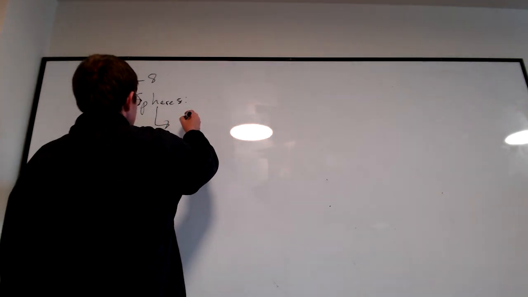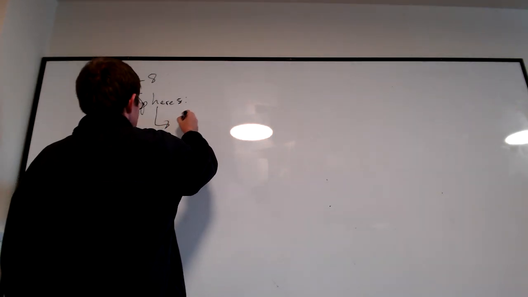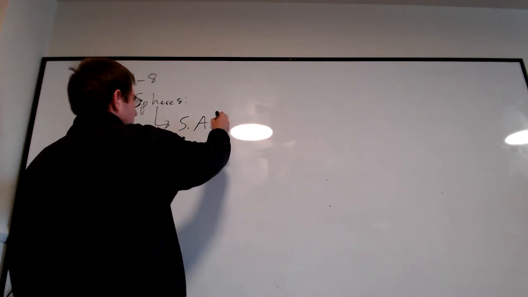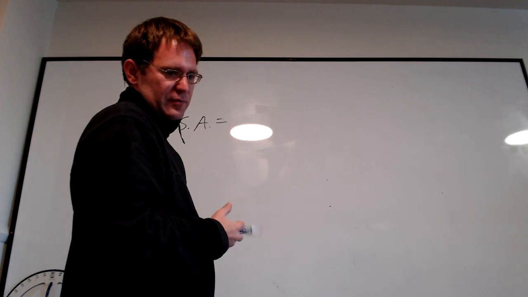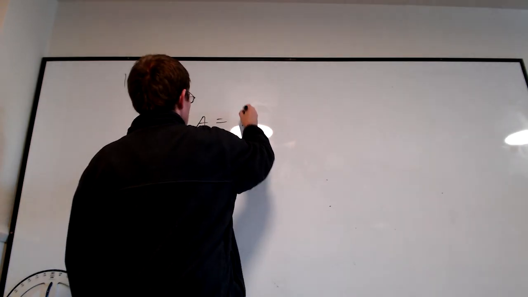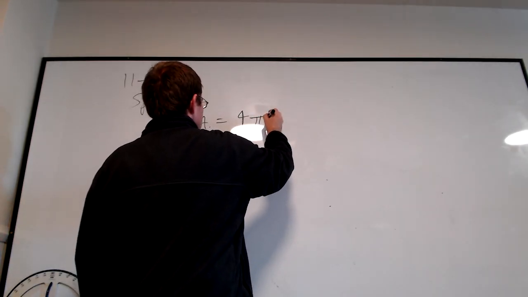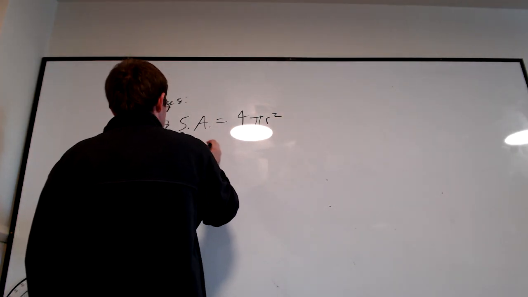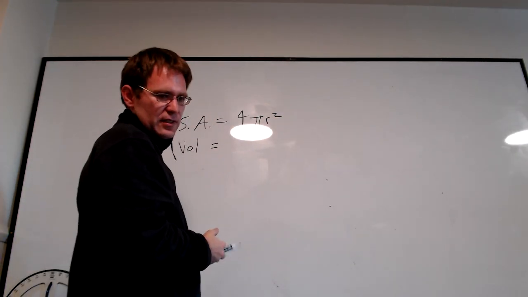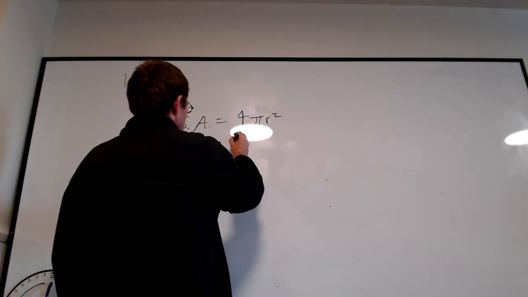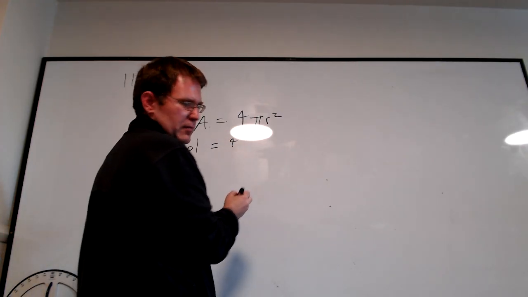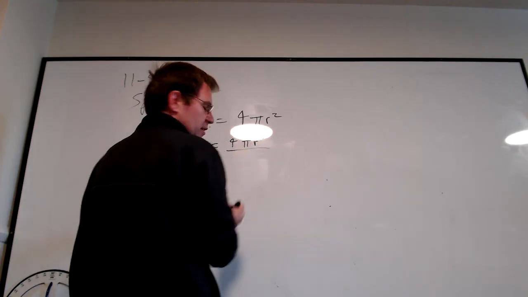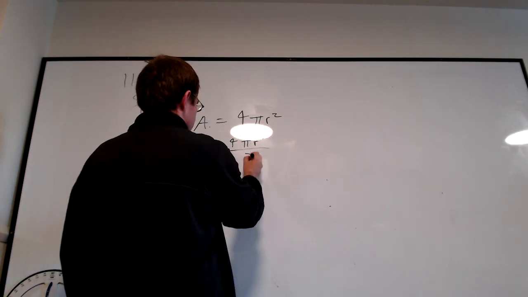So for a sphere, we have two different items to calculate. We have surface area equals 4 pi r squared, and we have volume, which equals 4 pi r cubed over 3.